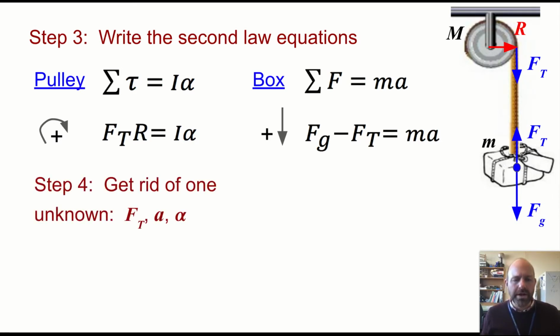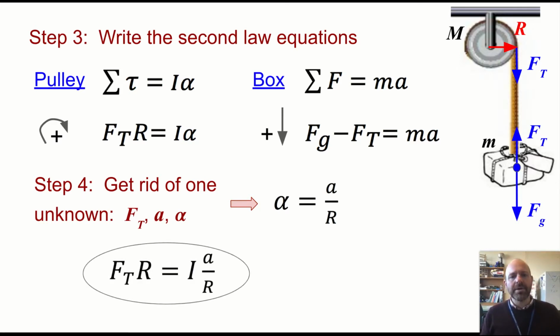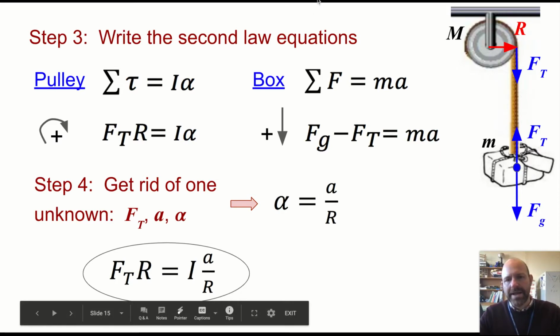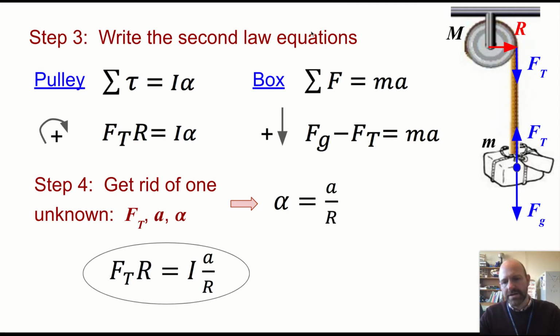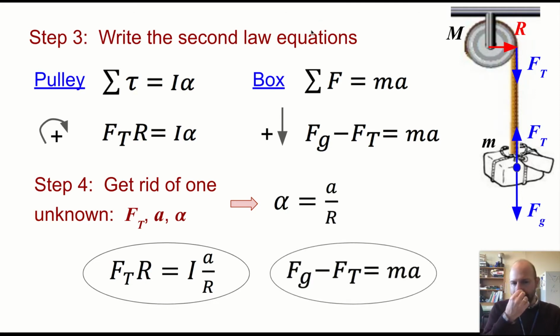We want to get rid of one unknown, and we can get rid of either the tension force, a, or alpha. Usually we get rid of alpha because it's easy to measure linear acceleration, but sometimes we're interested in that. So I'm going to replace alpha with a divided by R, because the angular acceleration of that pulley is the tangential or translational acceleration of a point on the outside divided by R. And we end up with Ft times capital R is I, the moment of inertia, times alpha, R, right? And then we have Fg minus Ft equals ma.